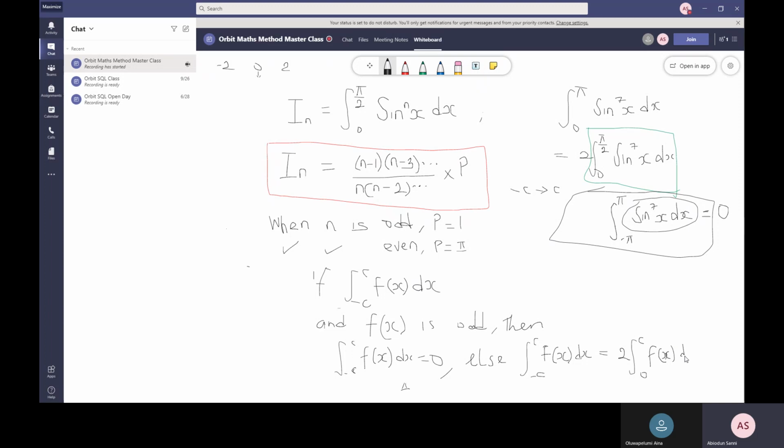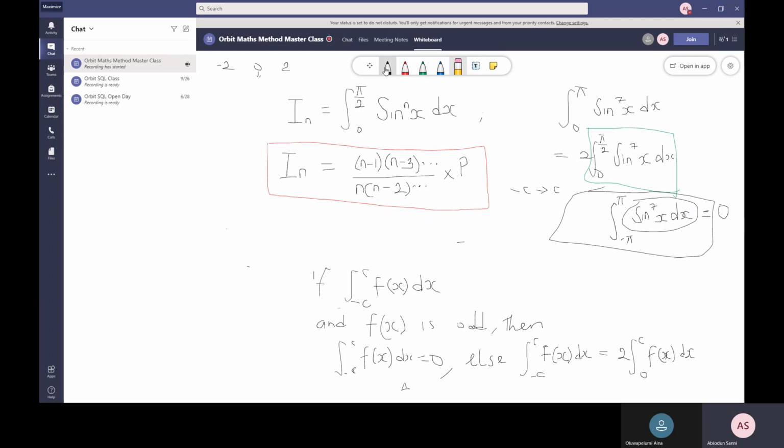But if you have this case whereby f of x is odd, then this is going to be equal to 0. For this case, sine is an odd function. Since sine is an odd function and I have the integral from minus pi to pi, the answer is going to be 0 without wasting much of our time. So if you have doubts, let me try and prove that for you so you see what I'm talking about.